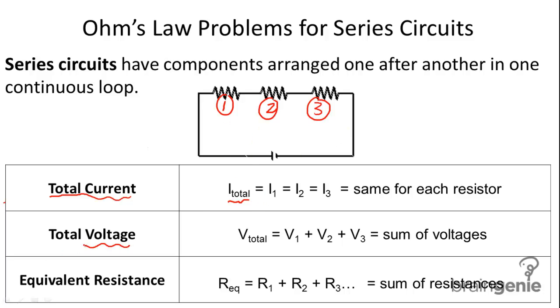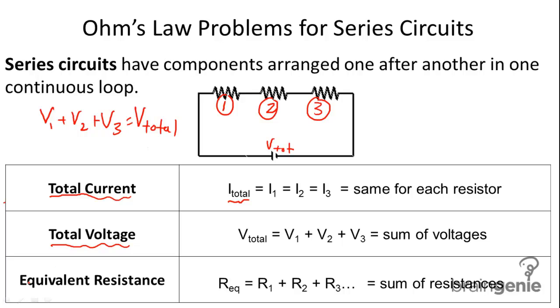Now, total voltage. This is a little different. Total voltage comes from the battery, so the voltage coming from the battery would equal the sum of the voltages across each of the different resistors. We call this voltage drop. So the voltage for 1, V1, plus V2, plus V3 is going to equal the total voltage coming out of that battery.